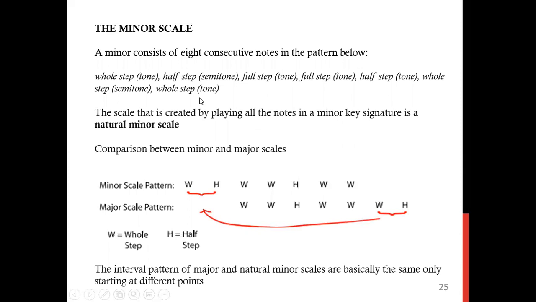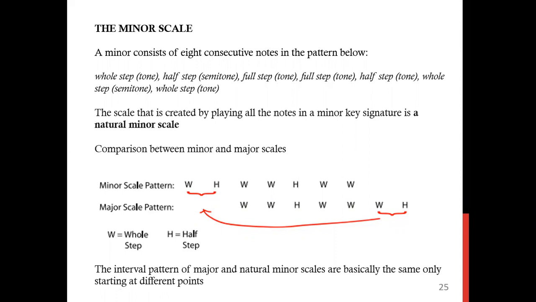A minor scale consists of 8 consecutive notes in the pattern below. You remember the pattern of the major scale: tone, tone, semitone, tone, tone, tone, semitone. Or you say whole step, whole step, half step, whole step, whole step, whole step, half step. But it's not the case in the minor scale. It's not the same in a minor scale.